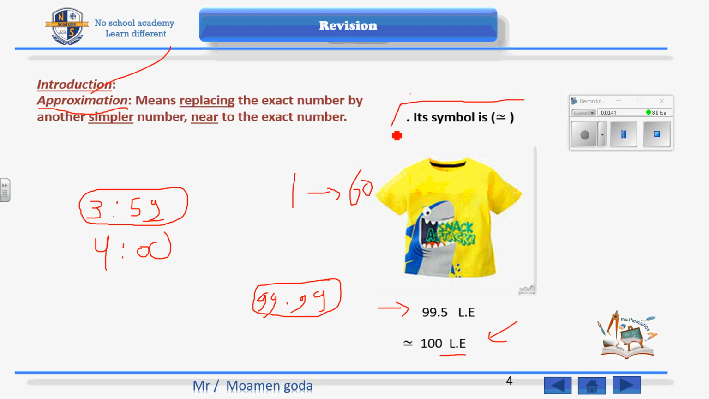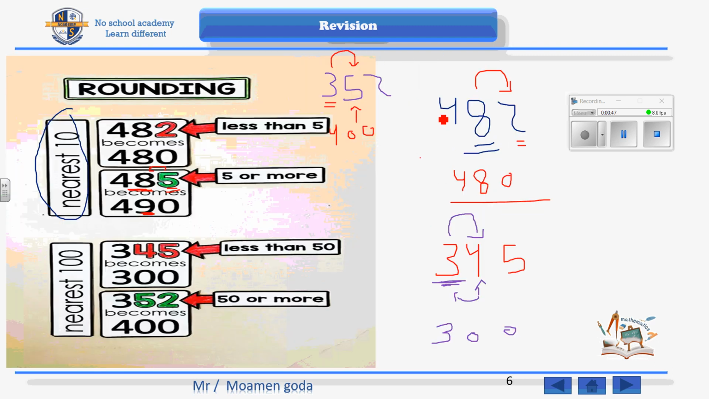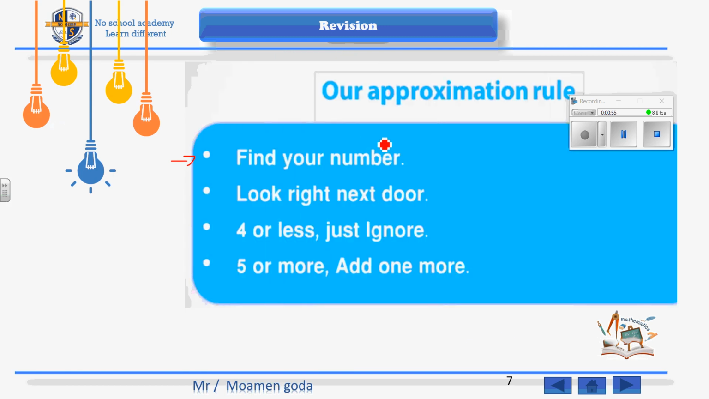After that, this is the symbol of approximation or rounding, because we said it's the same. Then we take some examples about rounding to the nearest tens or hundreds, but in approximation we'll use it in the decimal part.